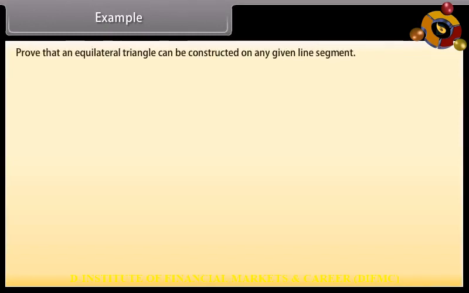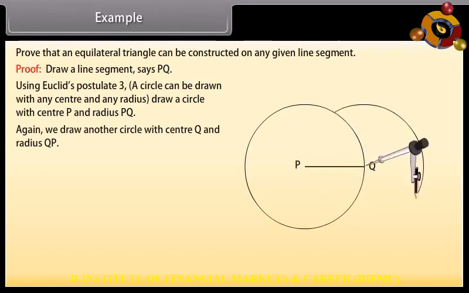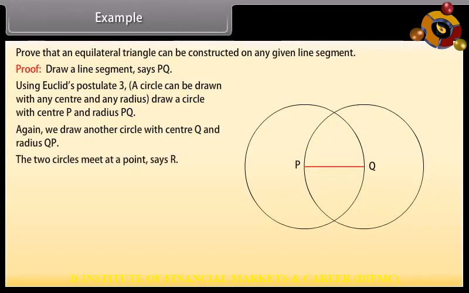Example. Let's solve an example now. Prove that an equilateral triangle can be constructed on any given line segment. Draw a line segment, say PQ. Using Euclid's postulate 3, which says that a circle can be drawn with any center and any radius, we will draw a circle with center P and radius PQ. Again, we draw another circle with center Q and radius QP. The two circles meet at a point, say R. Join P to R and Q to R.